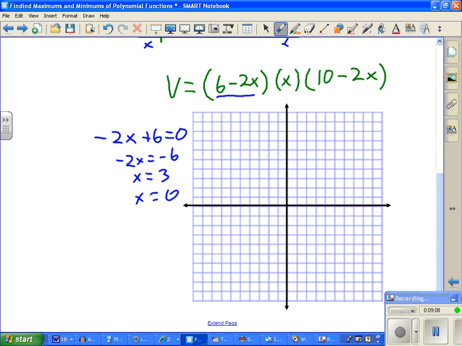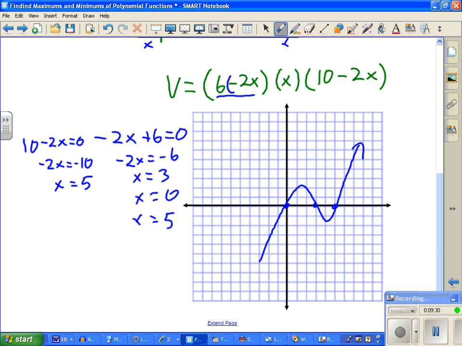I've got 0. And then 10 minus 2x equals 0. Negative 2x equals negative 10. X equals 5. So we're at 0, 3, and 5. And just knowing what a cubic looks like, this one's going to do something like this, because it's going to end up being a positive cubic because negative times a negative is a positive.